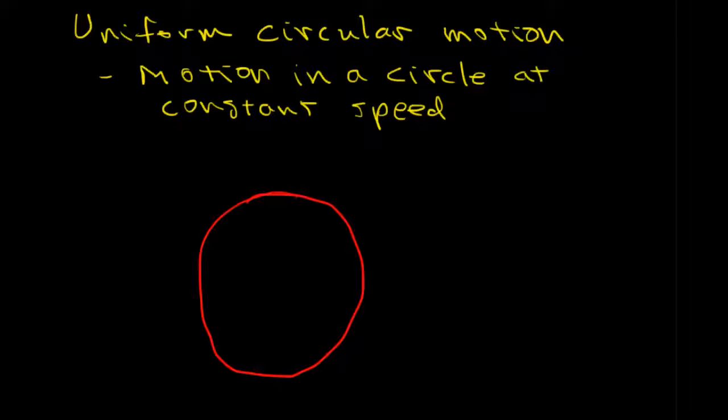So let's talk about uniform circular motion. That's motion in a circle at a constant speed. So we can think of this as an object like a car that's traveling around a circular track. I can draw the car maybe at two positions here. And this is a car going around a circular track.